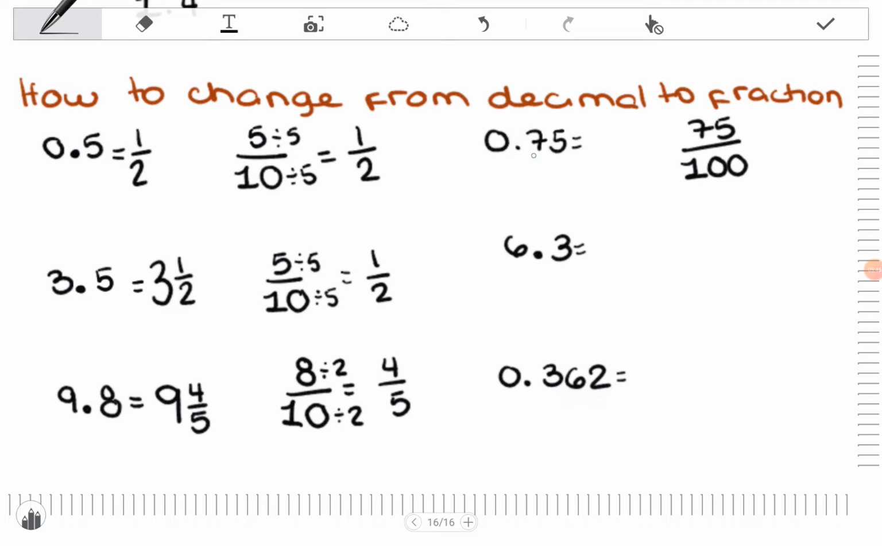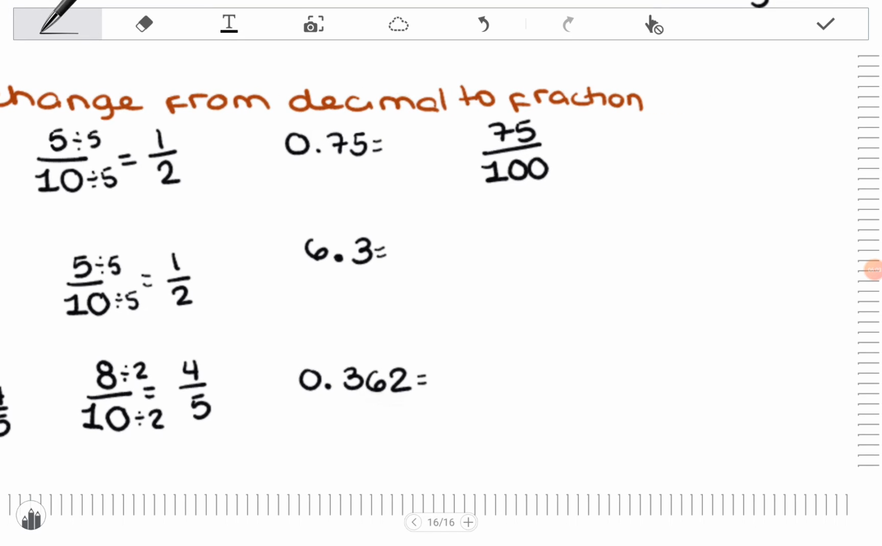The number of digits after the point is going to tell me how many zeros I'm going to have in the denominator. One number after the point, as in the first example, is going to have 1 zero. Two numbers after the point, as in the fourth example, it's going to have 2 zeros. And as always, we're going to simplify. In this case, you can find many ways of simplifying it. I'm going to do it like this. I'm going to simplify here by 5 and by 5.